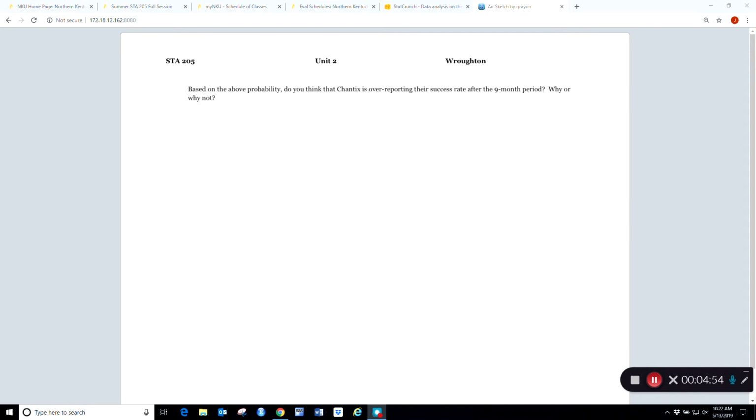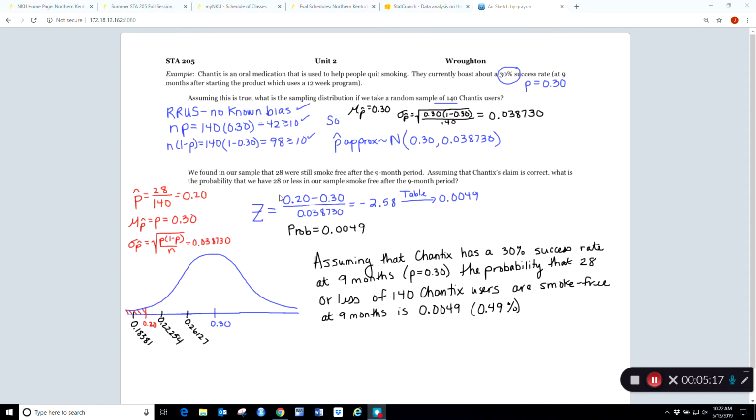So based upon this above probability that we just calculated, do we think that Chantix is actually over-reporting their success rate after the 9-month period? Why or why not? The first thing we want to do is think about this yourself. Do you have a gut instinct based upon this probability we calculated, based upon this picture that we drew? What does our data show us? Let's talk through a couple different things here before I actually write out my answer.